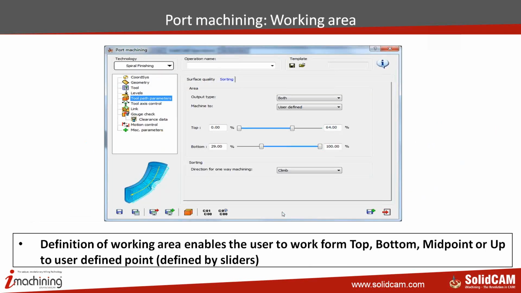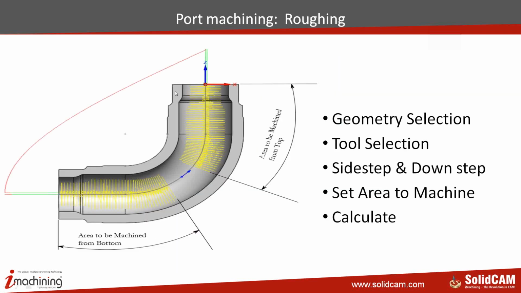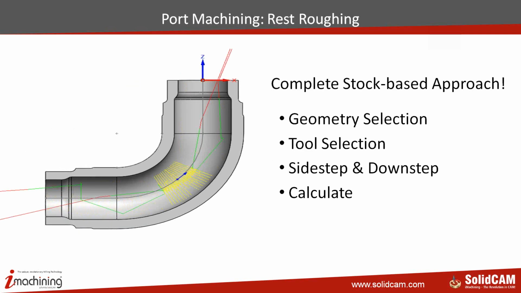Right. We saw that. These were the machining surfaces, the spine, and if you have to check against any gouge, you can also define check surfaces. Geometry selection, again, as I said, 4 to 5 steps maximum. Geometry selection, tool selection, side step and down step, set area to machine, calculate. 5 steps for roughing. This is the rest rough. If you had the same step over, you would have the same result. Again, 4 steps.